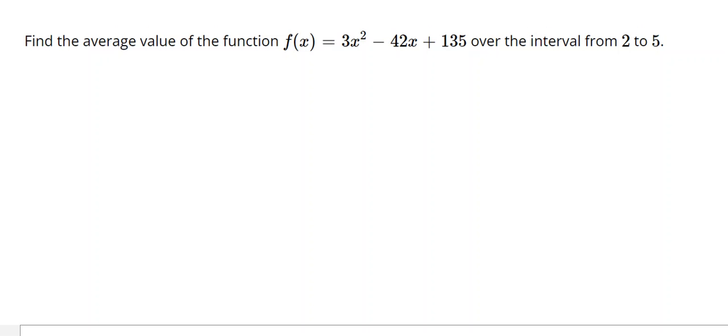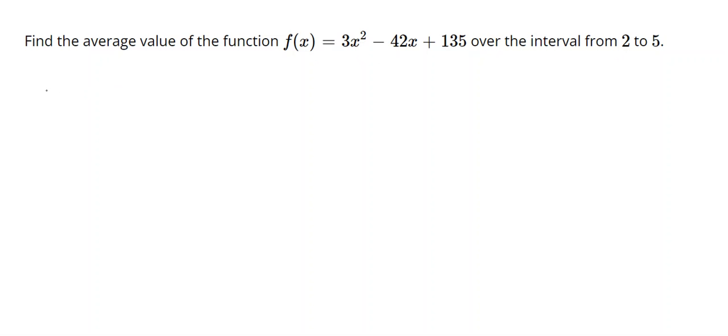In this video, I am going to introduce how integration can be used to find the average value of a function. So in this particular case, we have a function f of x, and we want to find the average value of that function over the interval from 2 to 5.